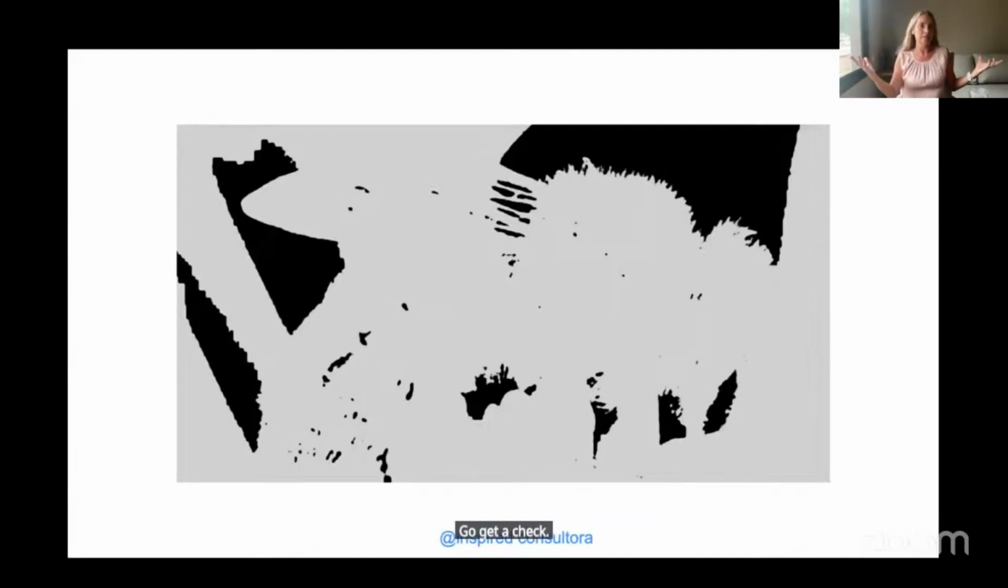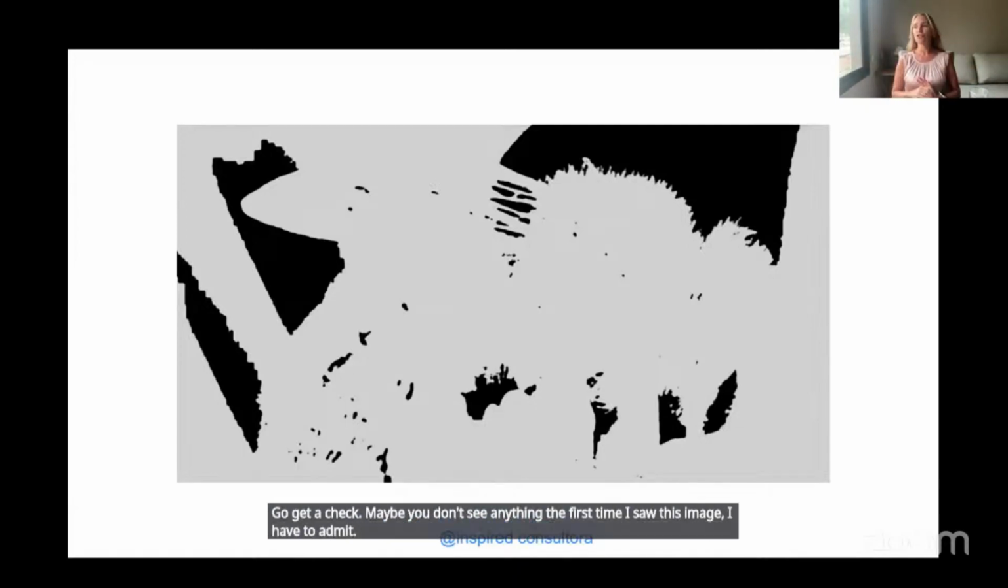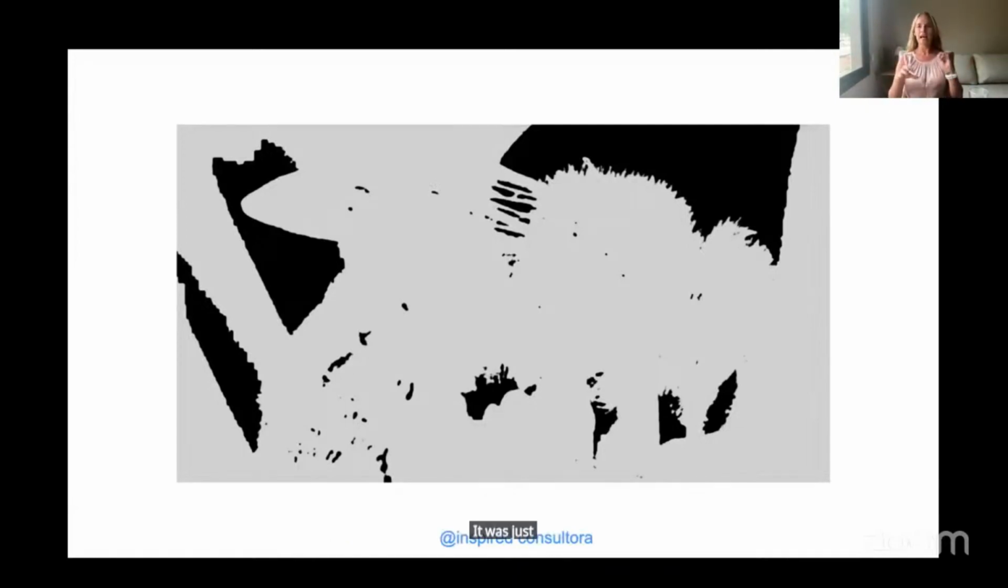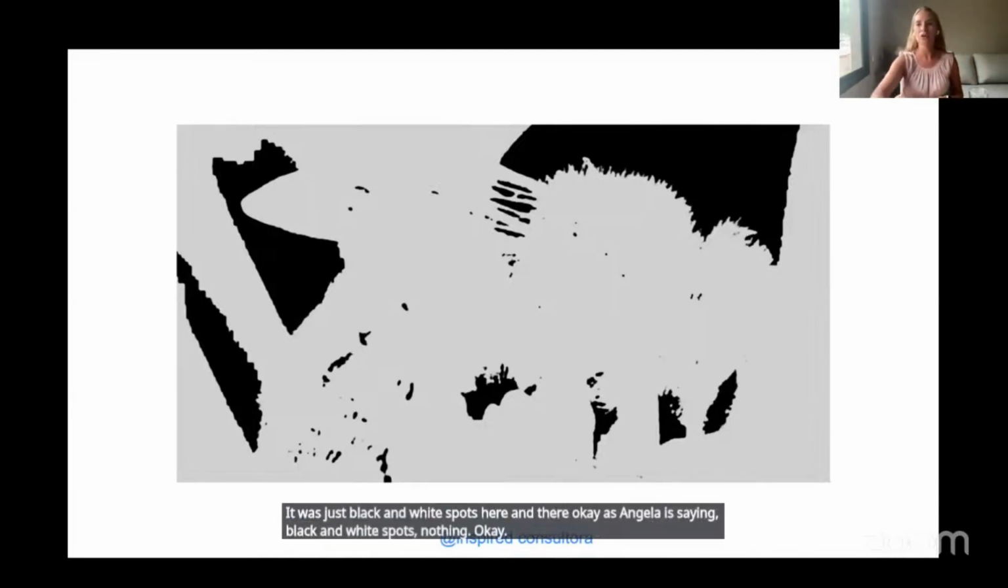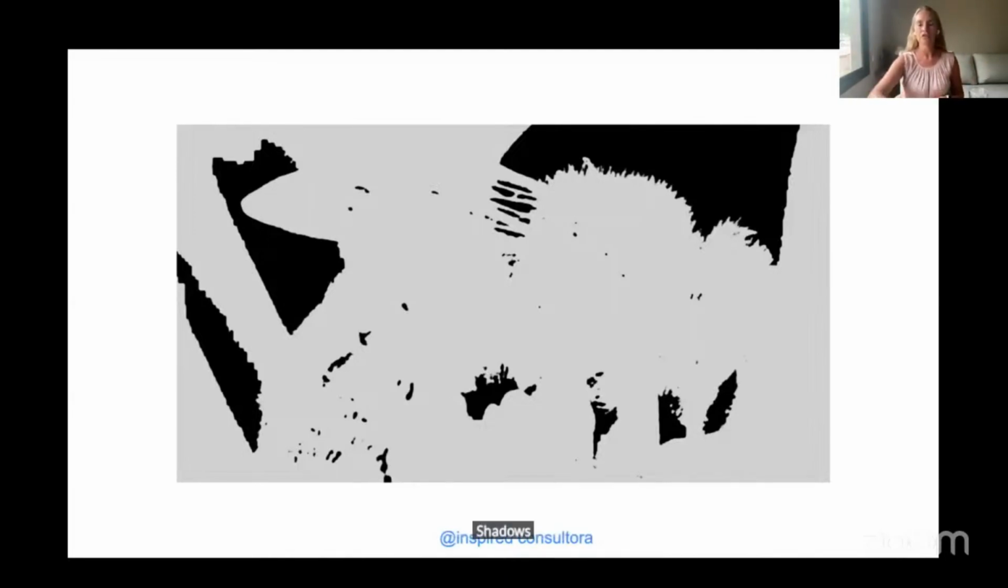Maybe you don't see anything. The first time I saw this image, I have to admit, it was just black and white spots here and there. Okay, as Angela is saying, black and white spots, nothing. Okay, shadows, a tarantula, a bee, sports. I love this. You see how creative we teachers are? Do you realize? It's unbelievable. Unclear. I love that answer. Map of the world, phases.